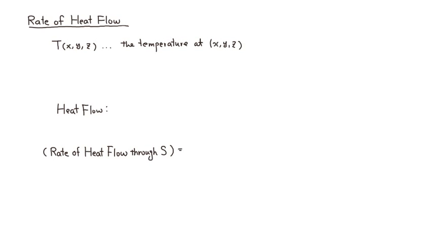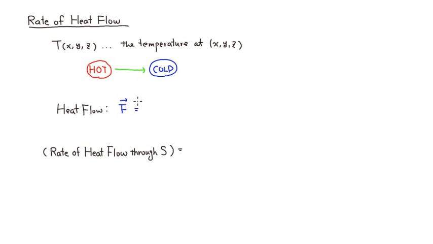So let's try to figure out the heat flow. As we know, heat always flows from hot to cold. So if you want to find the direction in which the heat is flowing, how do we find out? Let's just say heat flow is some sort of vector field. I'm going to call it vector field F.